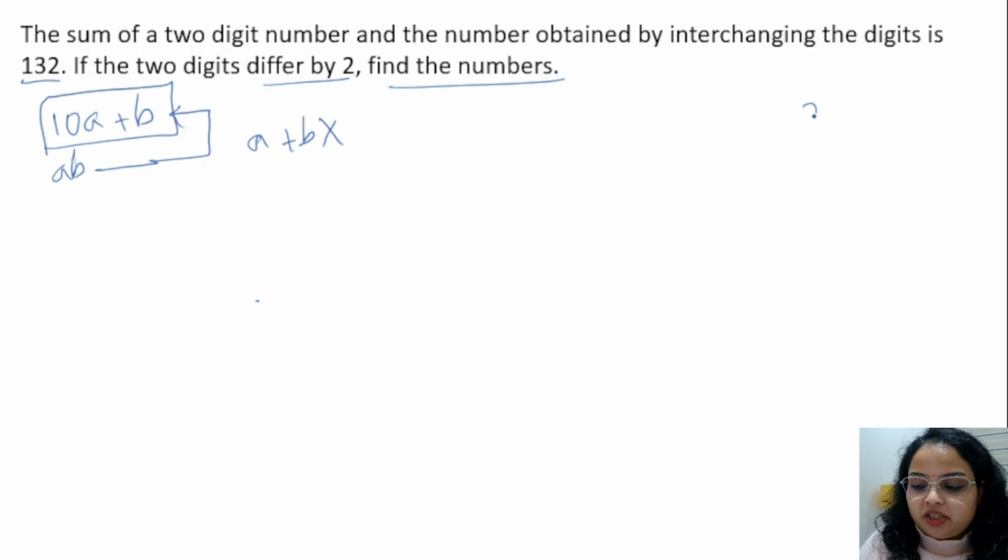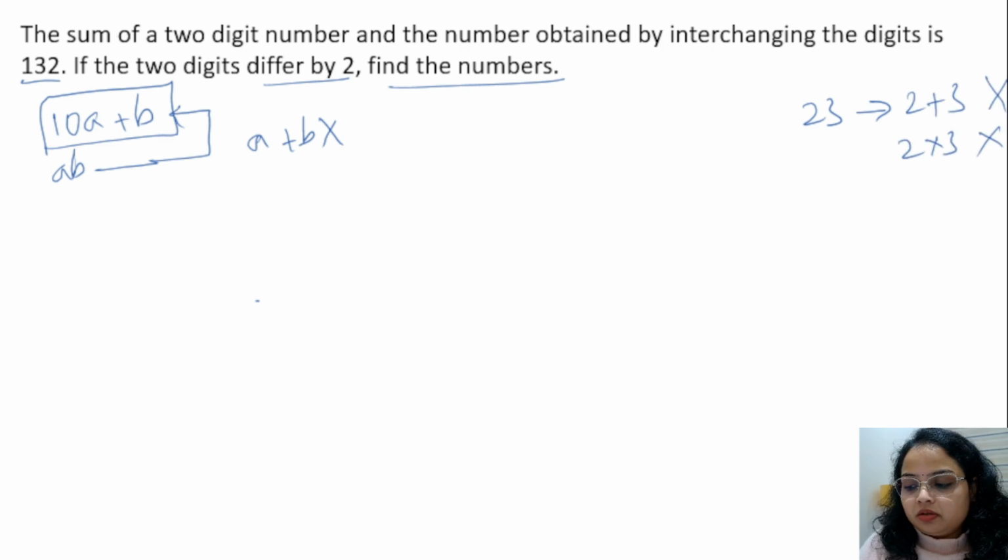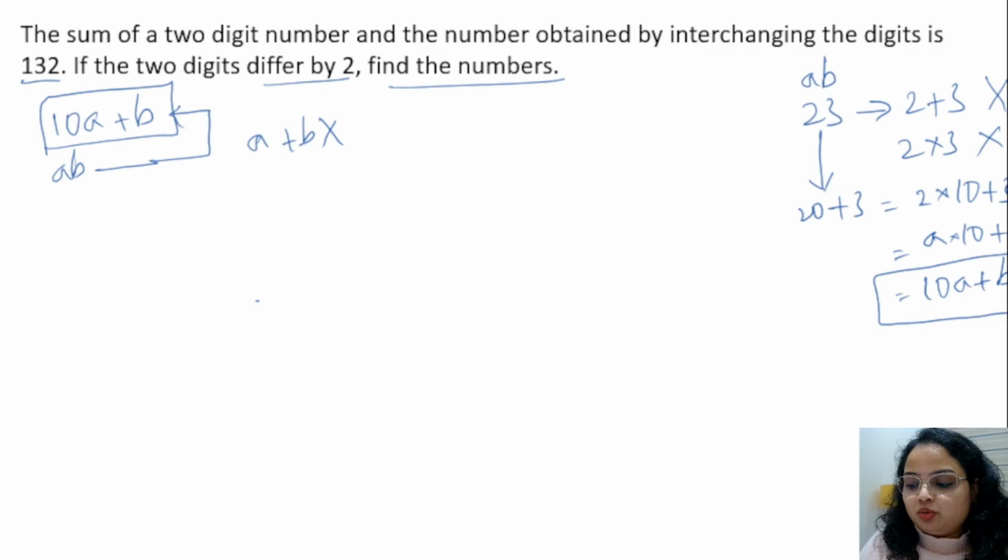For example, if we take a number 23, how do we write here? Can we write as 2 plus 3? Or can we write 2 into 3? No. It is 20 plus 3. 20 is what? 2 into 10 plus 3. 2 is what here? Here we are taking AB numbers. So here 2 is A. A into 10 plus B. It is 10A plus B. We represent a two-digit number in this way. So the two-digit number is 10A plus B.